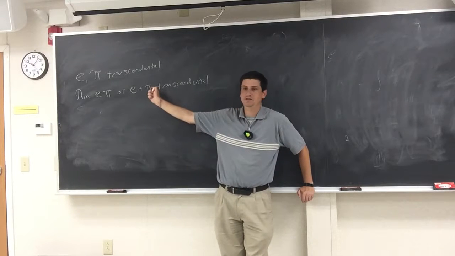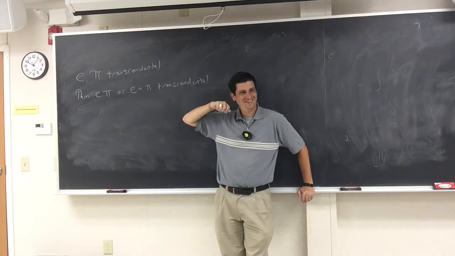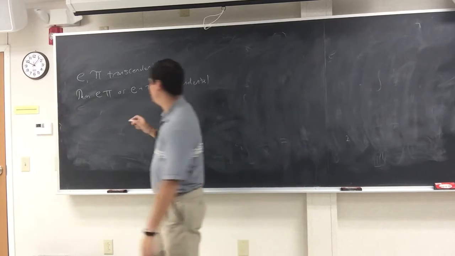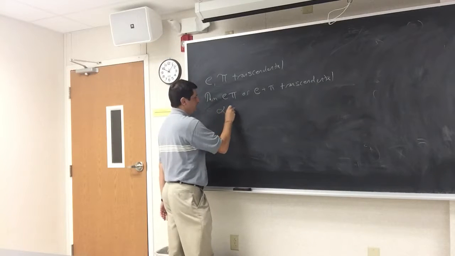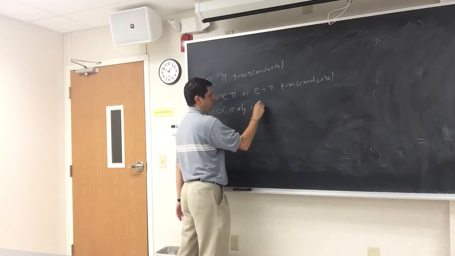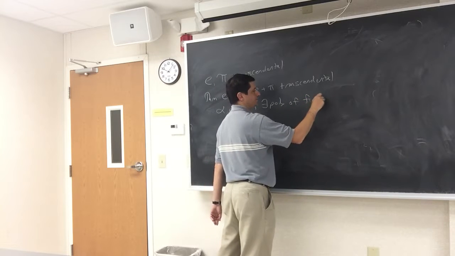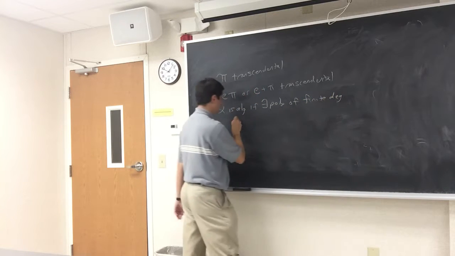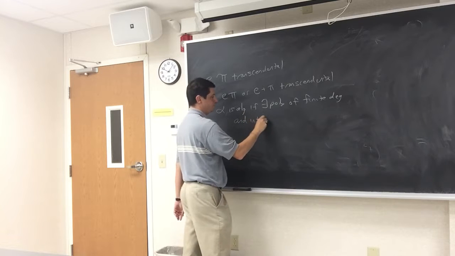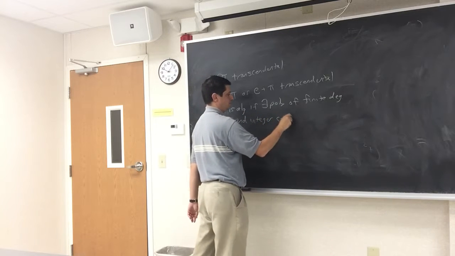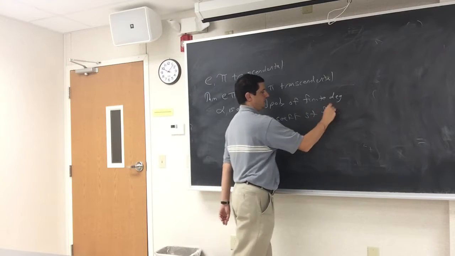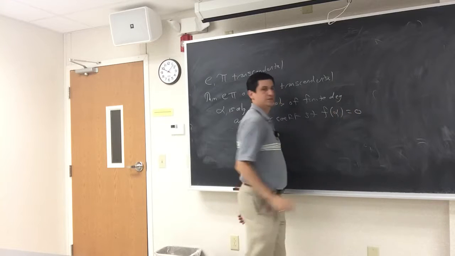Has anybody seen this theorem? You've seen it? Okay, have you seen it? Sorry, can you just say again what transcendental means? So we say alpha is algebraic if there exists a polynomial f of finite degree and integer coefficients such that f of alpha equals 0.